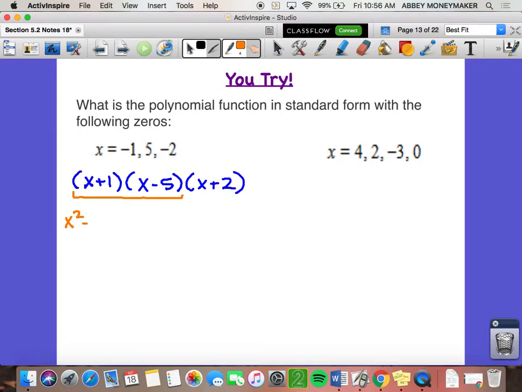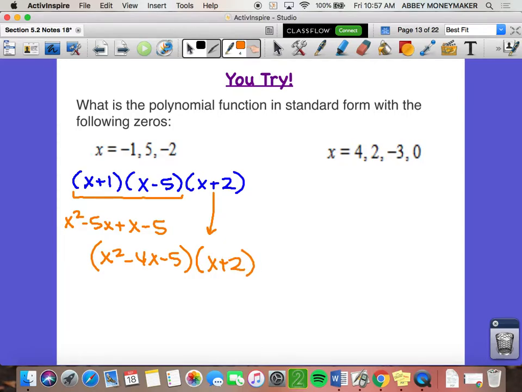I would have x squared minus 5x plus x minus 5. That gives me x squared minus 4x minus 5, correct? Yeah. What do I do with that? Multiply it by the x plus 2. Now, this is why I'm saying it gets a little tricky, because you have to be super organized when you're multiplying a trinomial by a binomial.